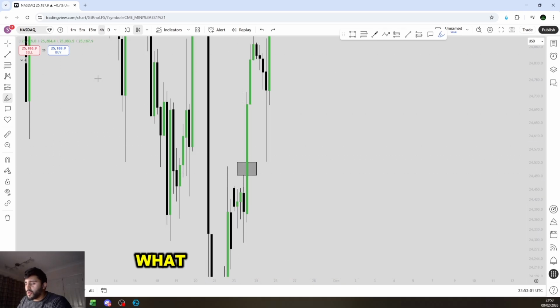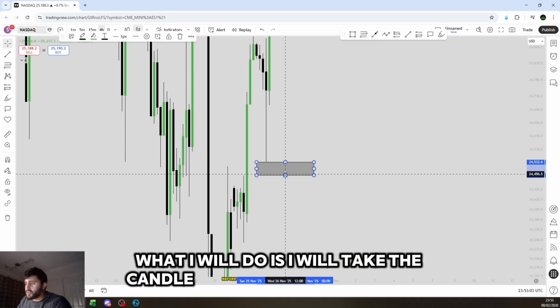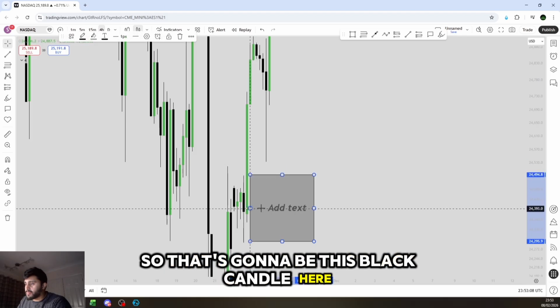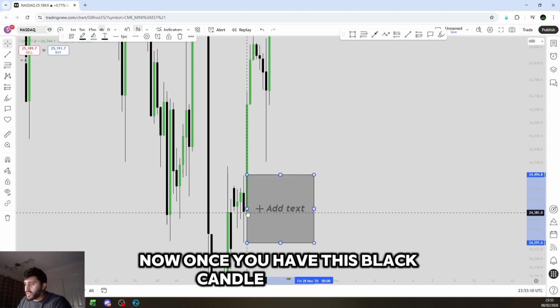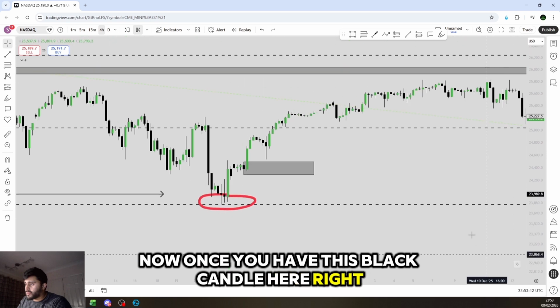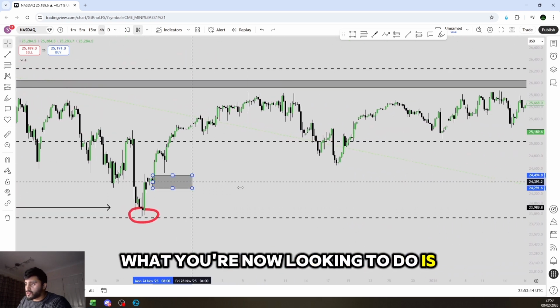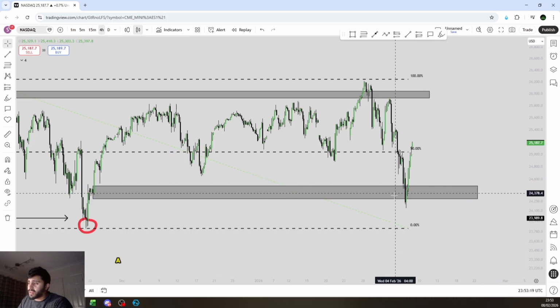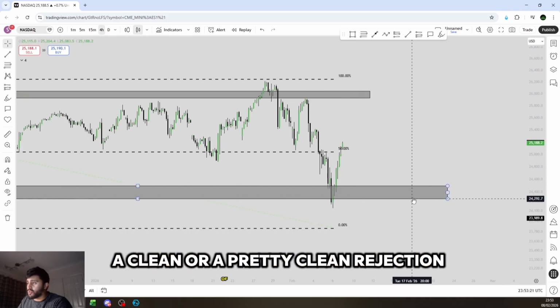So now what I will do is I will take the candle before the fair value gap. So that's going to be this black candle here. Now, once you have this black candle here, what you're now looking to do is drag this box over to the right. And so what you can see here is, again, a pretty clean rejection of these areas.